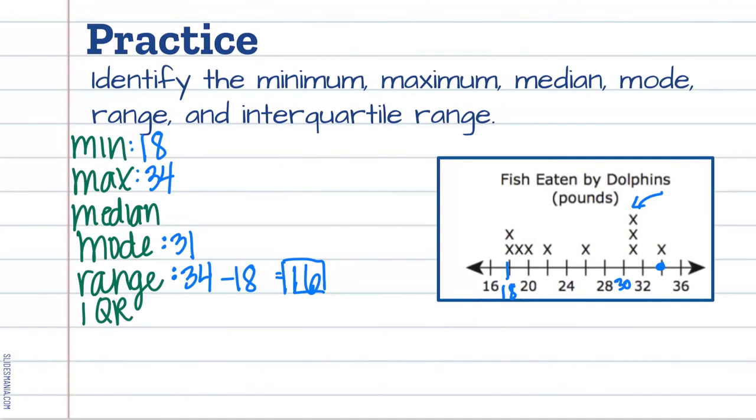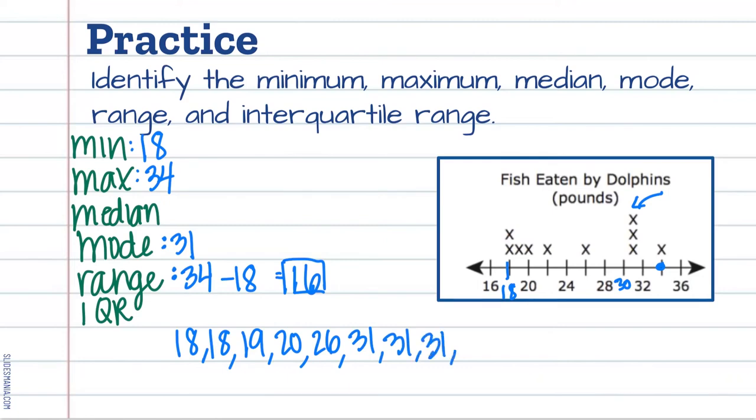To find my median and my interquartile range, I'm going to go ahead and list out my values. So I have two values for 18, 19, 20, 26, 3 values for 31, because that is my mode, and a value for 34. So starting off by finding my median. My median is 26.